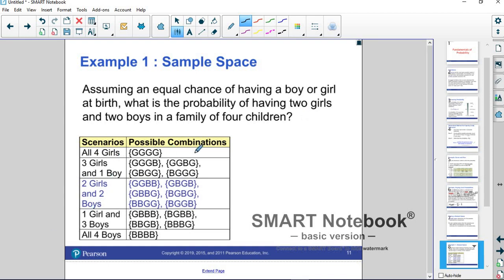Then what we do is we list out all the different possibilities. You could have 4 girls in a row. There's only one way to do that, have all 4 girls. But to have 3 girls and a boy, there's actually 4 different ways, because the boy could be last or third or second or first. So there's 4 different ways that you could have a boy with 3 girls in the family. 2 girls and 2 boys, there's actually 6 different ways.